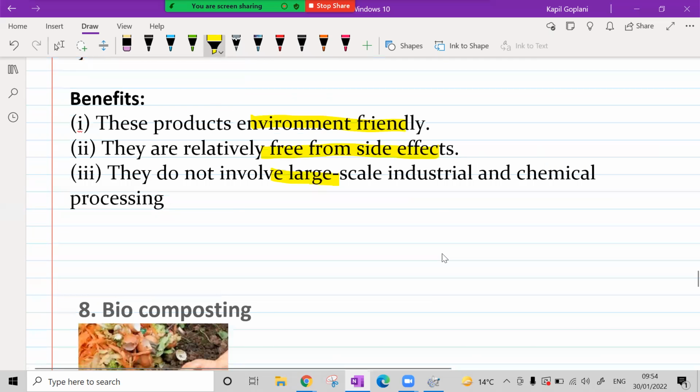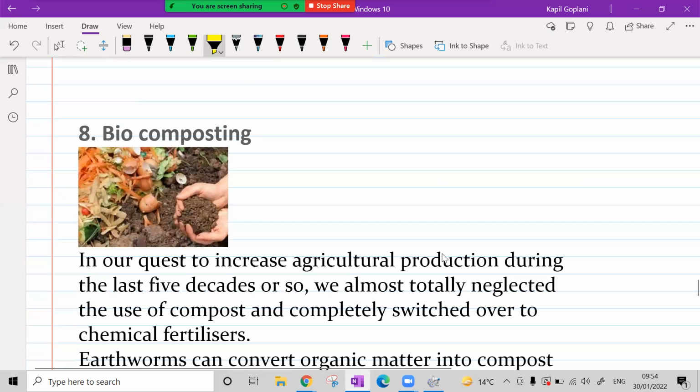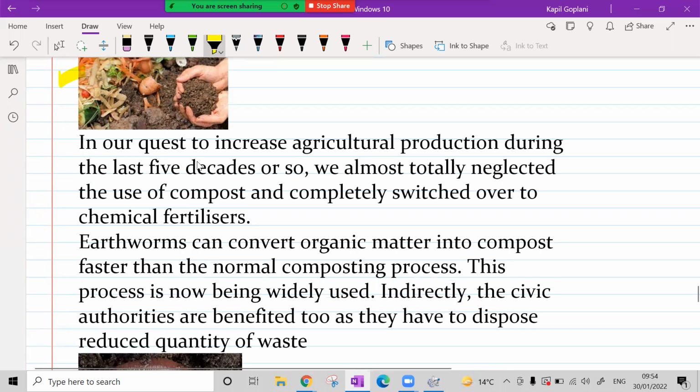Now, moving on to biocomposting. What is biocomposting? This can be done in your houses also. Biocomposting is using the waste which is being generated. Suppose this is a waste which is being generated and that waste is being dumped in the soil. The waste of vegetables and fruits that is generated can be converted into biocompost. Okay, Parin, can you read out this paragraph for me? Parin, are you there?